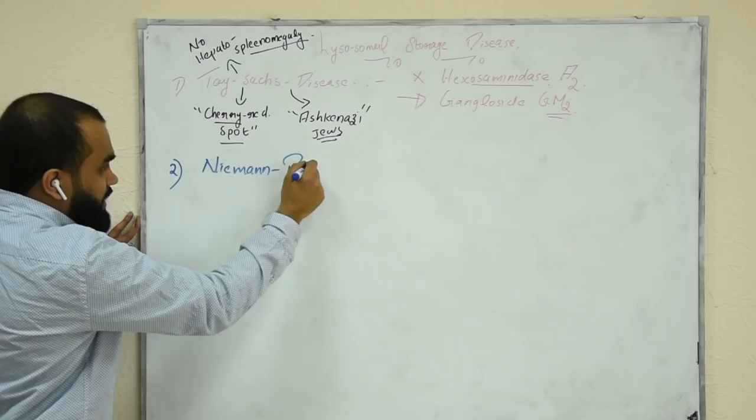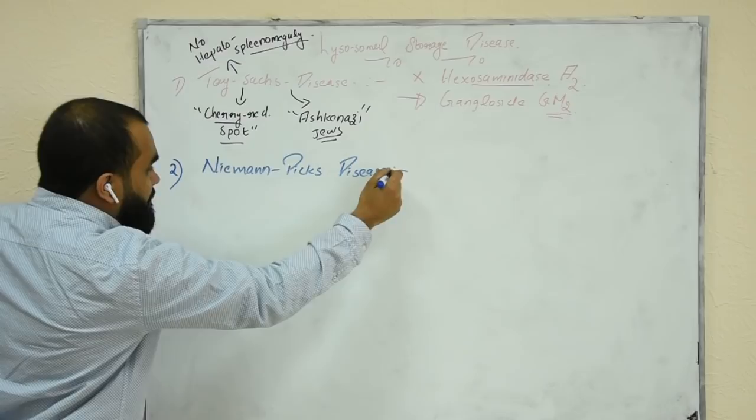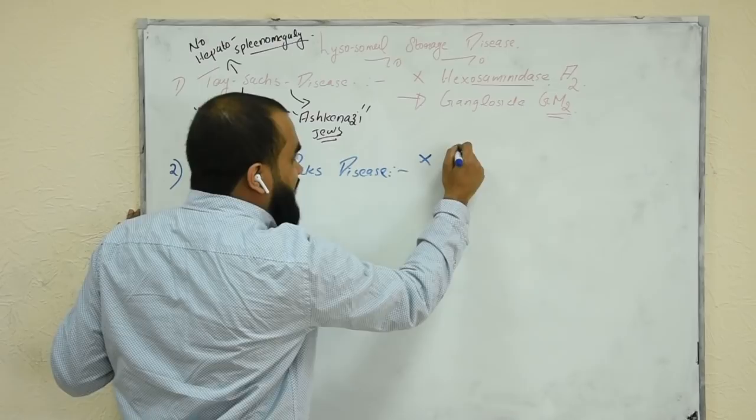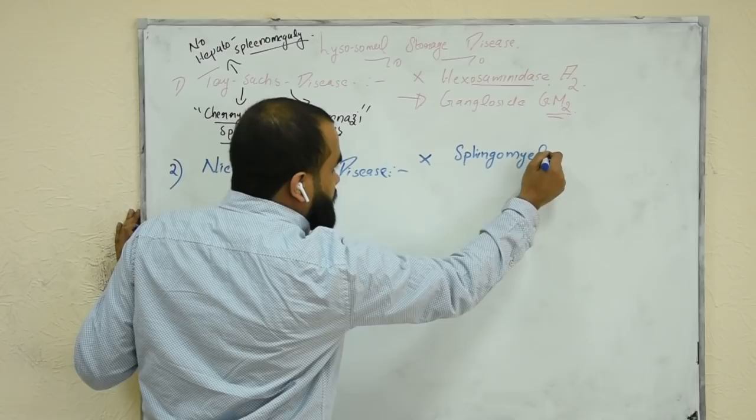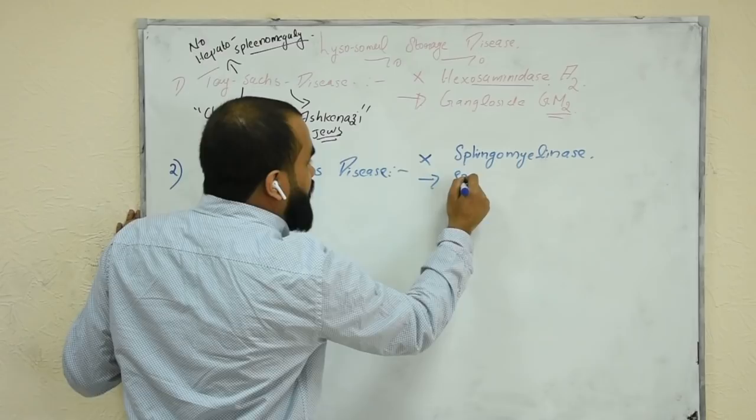Niemann-Pick disease. Remember, Niemann-Pick. What is the enzyme absent here? The enzyme is sphingomyelinase. So what will be accumulated? There will be accumulation of sphingomyelin.